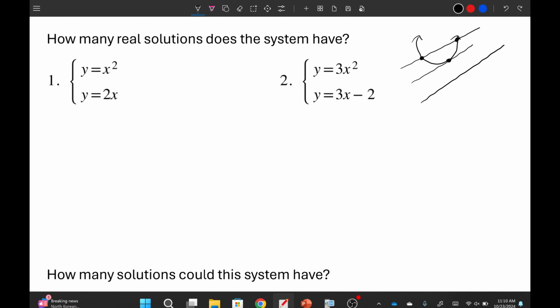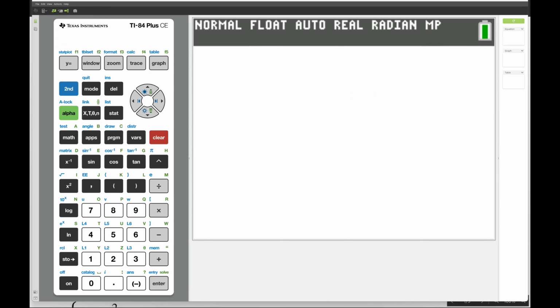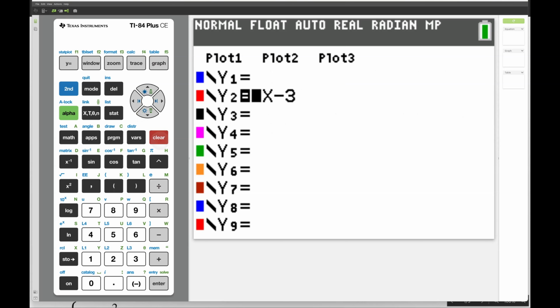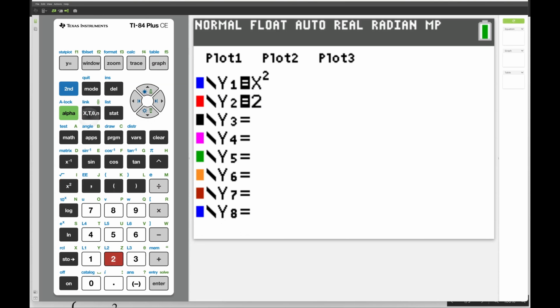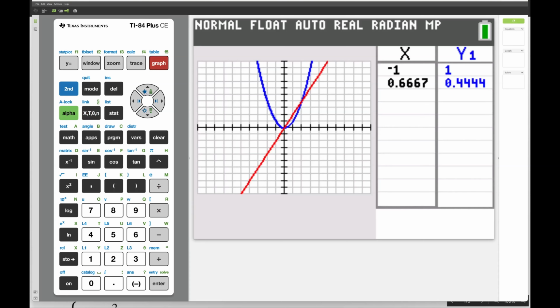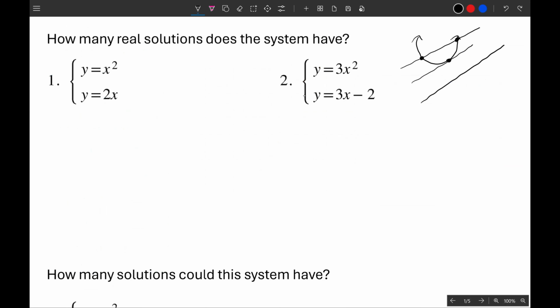So we'll grab our calculator. If you have something in there, take that out. So we have x squared and 2x. If I graph those, I can visually see that I am crossing the same point here at (0, 0). And then also it looks like maybe (2, 4). All right, I have 2 points of intersection, so this has 2 solutions.